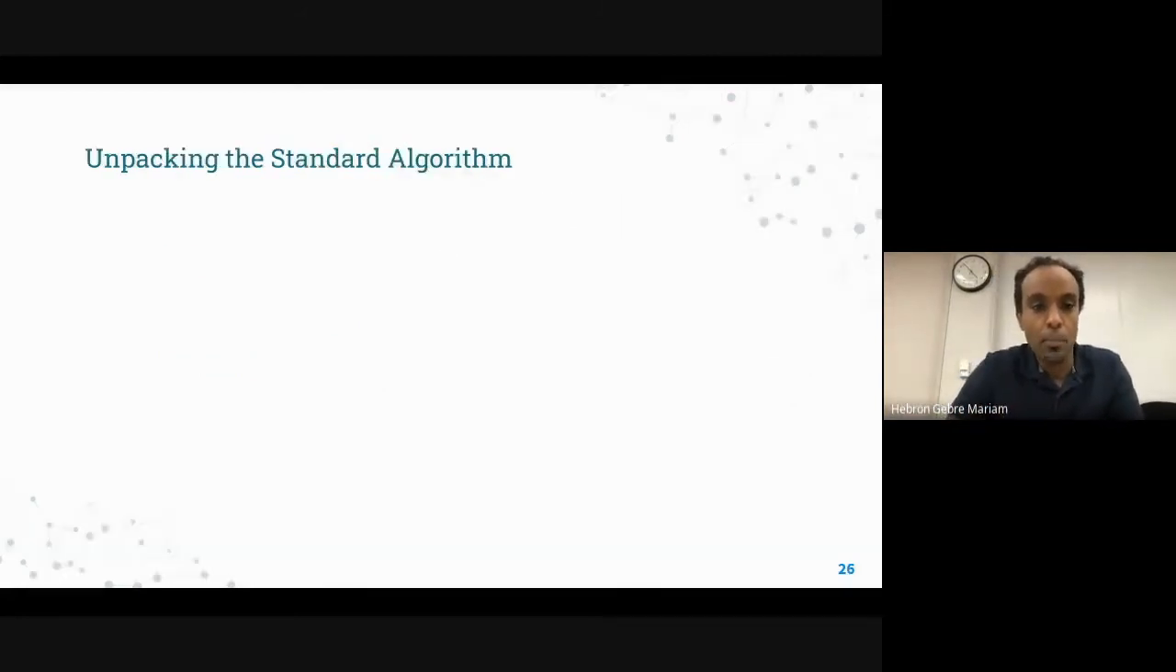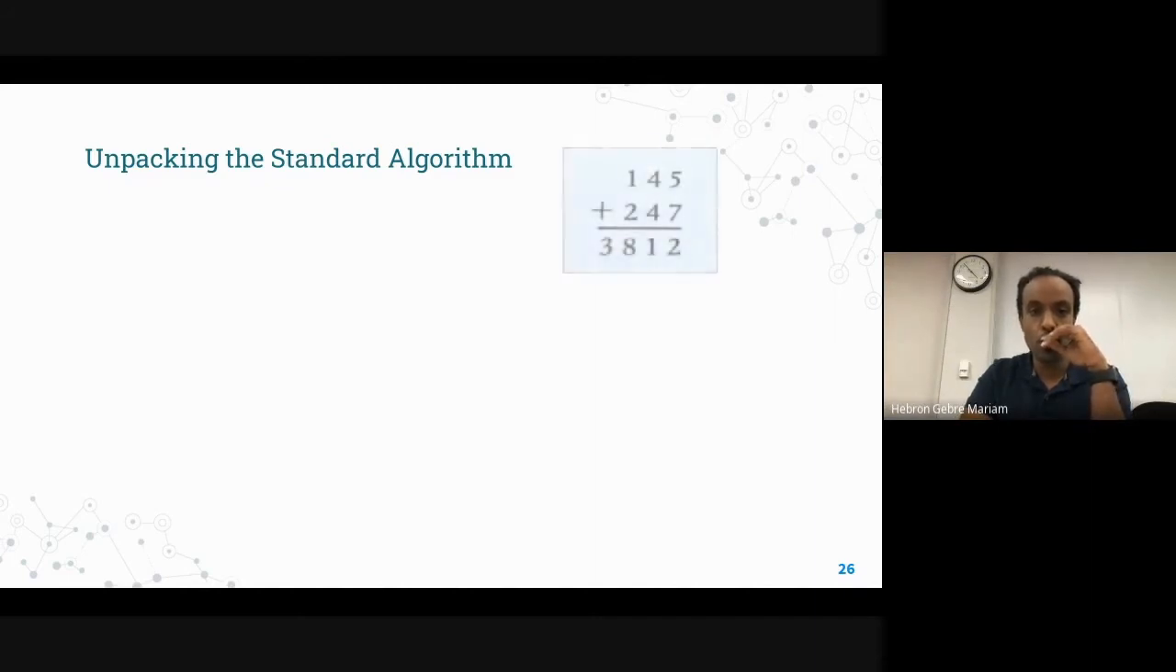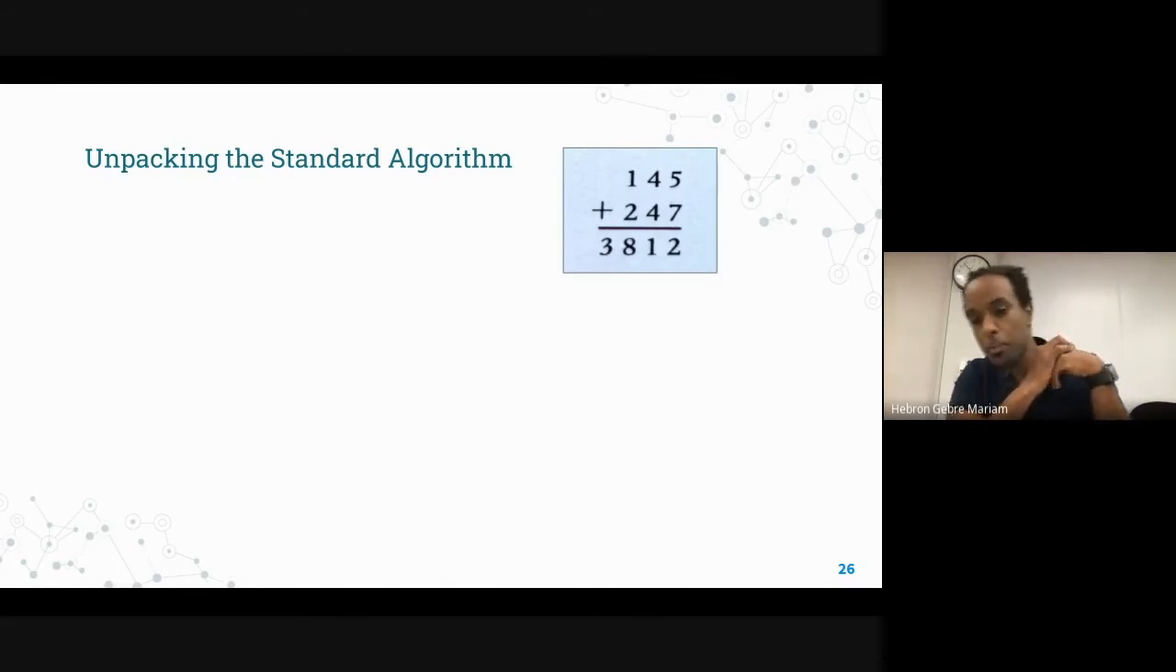Awesome. So let's unpack the standard algorithm together, right? We're going to put up an image, and I'm going to ask you, what do you notice a student might have been thinking here? What do you notice a student might have been thinking when you see this? Just pop it in the chat or unmute and share with us.